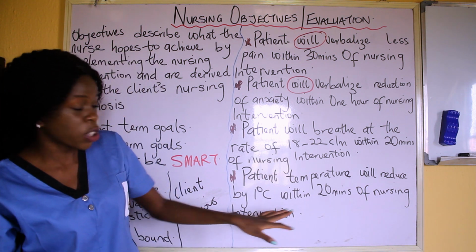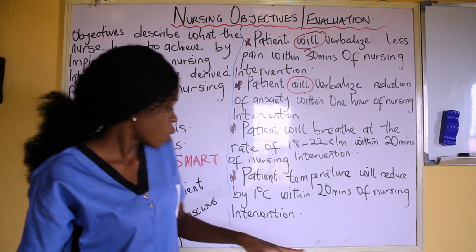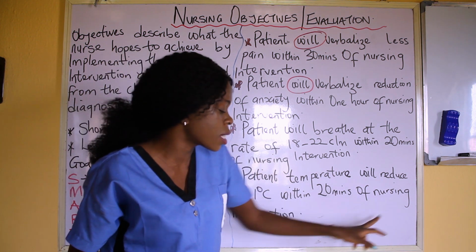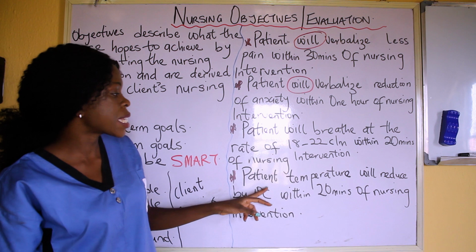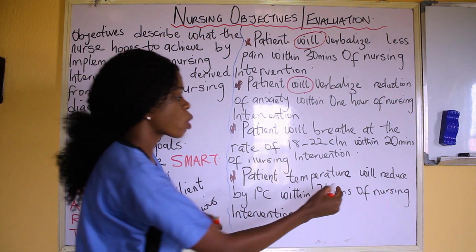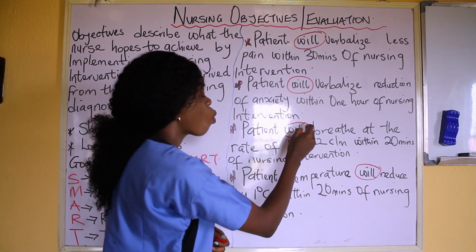Then this one I have here is for temperature. Patient's temperature will reduce by 1 degree Celsius within 20 minutes of nursing intervention. So if I'm writing the evaluation, it's going to be what? Patient's temperature reduced. So if you are writing evaluation, just remove the will and change this action word to past tense.